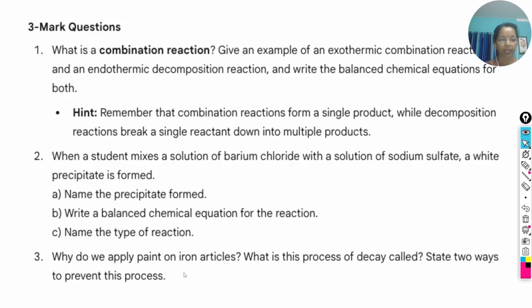Then why do we apply paint on iron articles? What is this process of decay called? Paint is applied on iron articles to prevent iron from rusting. The process is called corrosion. State 2 ways to prevent this process. First, it is given here: painting. Then you can say galvanizing, alloying, anodizing. These are some of the examples which we will be discussing in the coming chapters. Next, metals and non-metals, we will be discussing the answer very clearly.